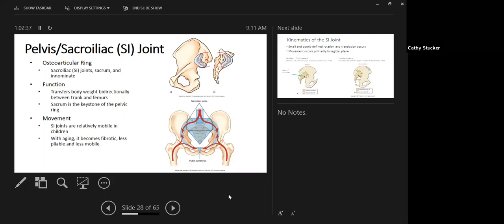The sacrum is basically the keystone of the pelvic ring. What do I mean by keystone? You know what a keystone is in an archway? Right, it is like the main piece that holds the whole thing together. And that's the sacrum in the pelvic ring. So you'll get a lot of pressure through your sacrum with dynamic tasks.